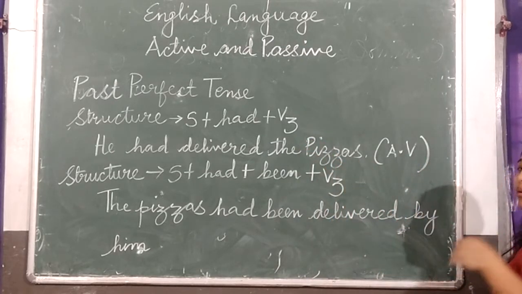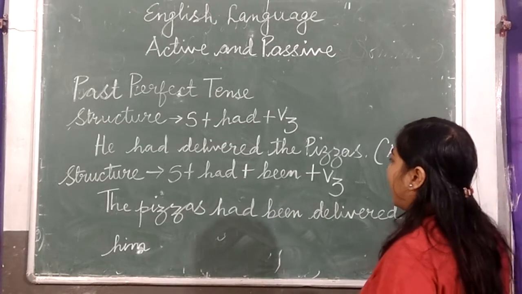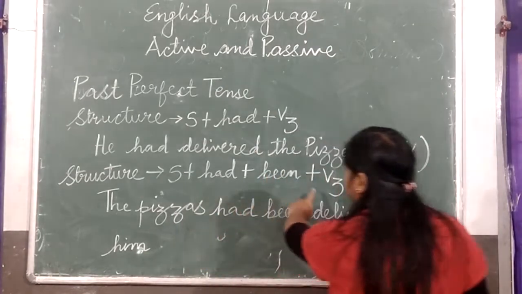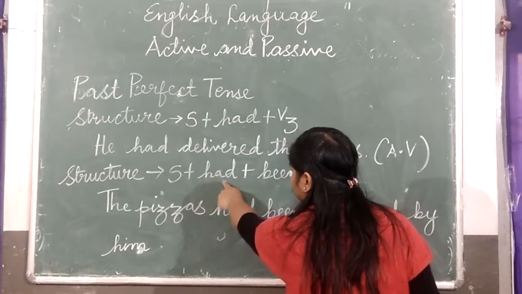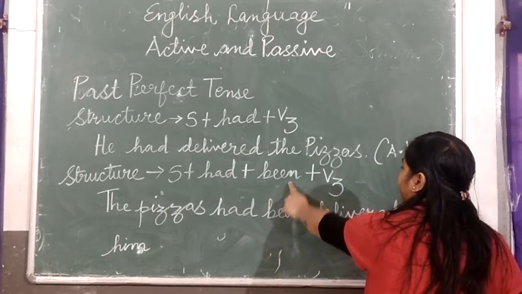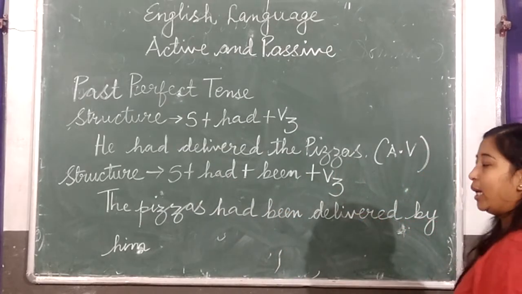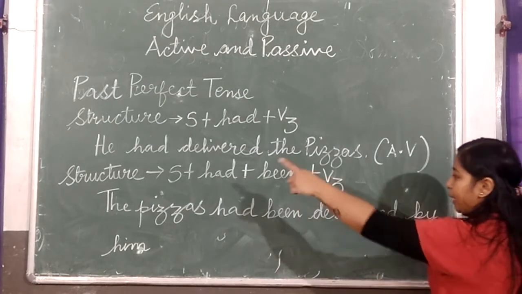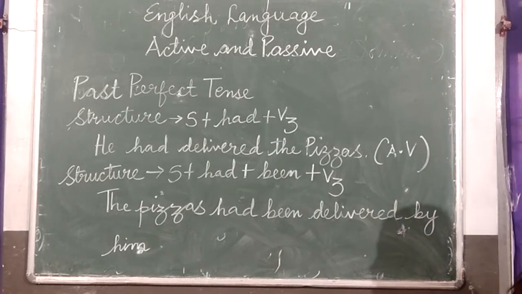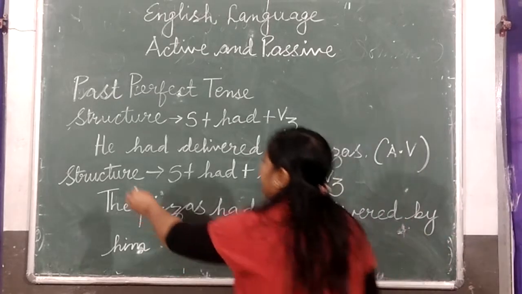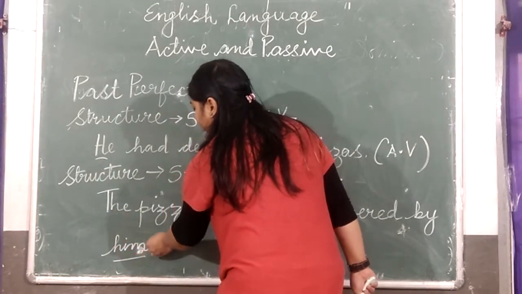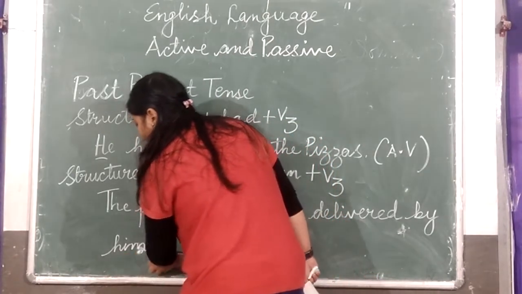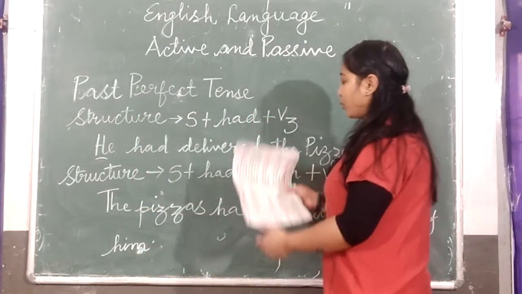It's in the active. Now, if you have to change it into passive, you'll have to write the pizzas. The object becomes the new subject, isn't it? The pizzas had. Did you see it's there in the structure? Been, it's there in the structure, the auxiliary verb. Okay? Had been delivered, the V3 form of the verb, by him. He becomes by him. Previously it was the subject, now it becomes the object over here. Okay? I hope I have made myself clear so far.